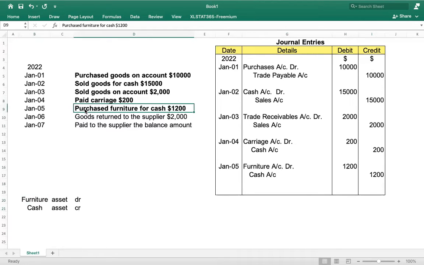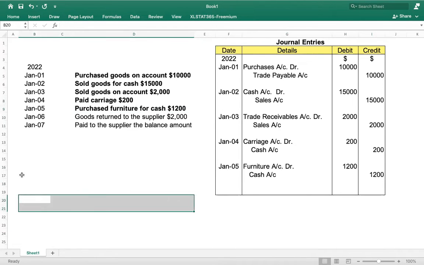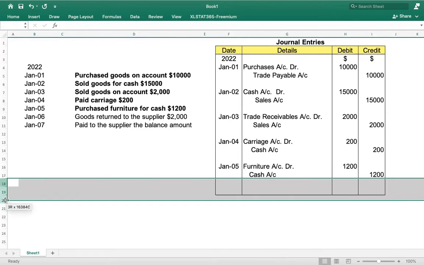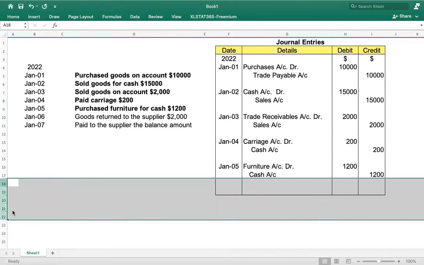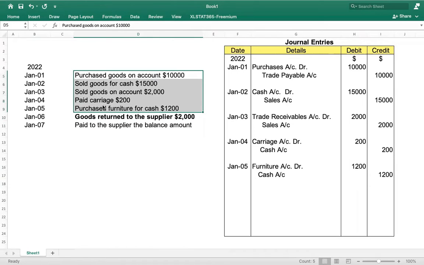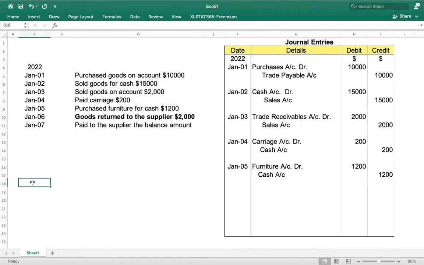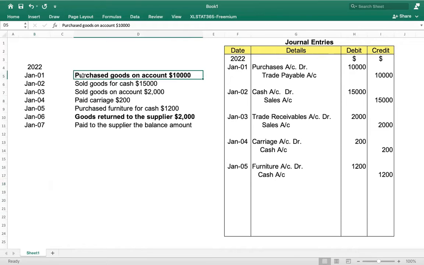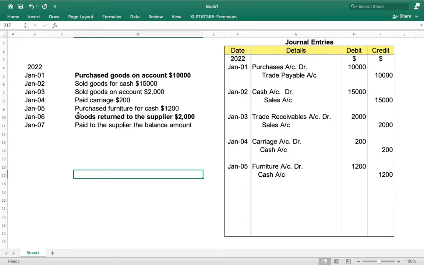This one is important. Read out the Jan 6th transaction. Goods returned to supplier $2,000. So tell me what should I do now? Which two items? Sales return and cash. See, here I bought the goods on Jan 1st. Now I am returning. It is not returned by the customer. It is returned by us to the supplier.